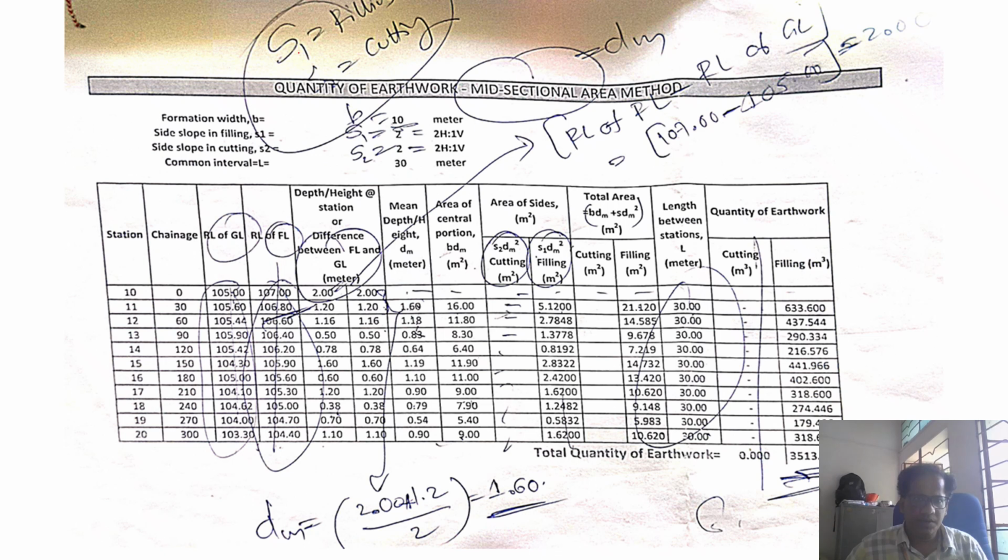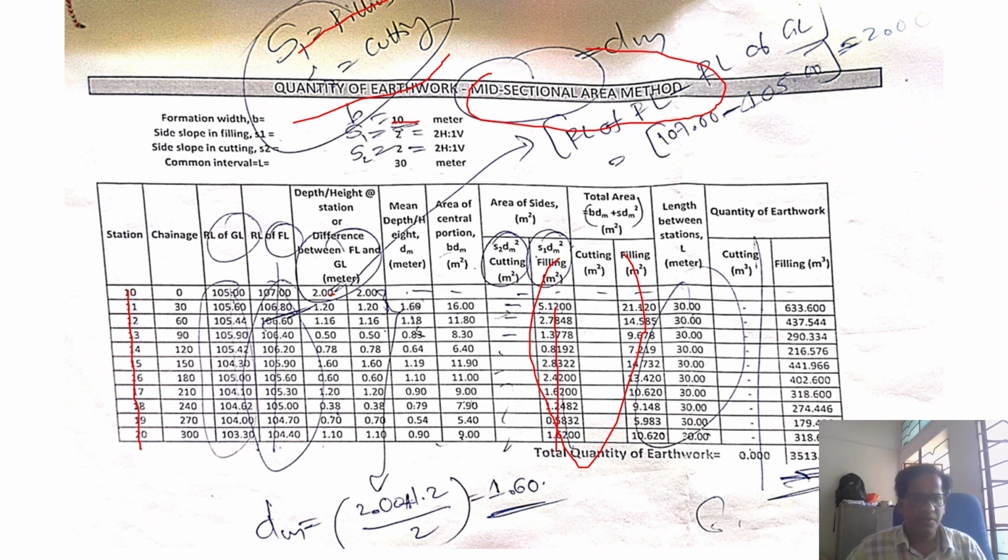Now this is the table. S1 is the side slope for filling, S2 for cutting. Now in mid-sectional area, as you know, we use it to compute dm, that is d1 plus d2 by 2. The formation width is given as 10. Now let us see the stations, given 10 to 20. Fortunately, the beauty in the question is that it has only filling, as there is no negative value. When you deduct the formation level from the ground level, 107 minus 105, obviously it is 2.